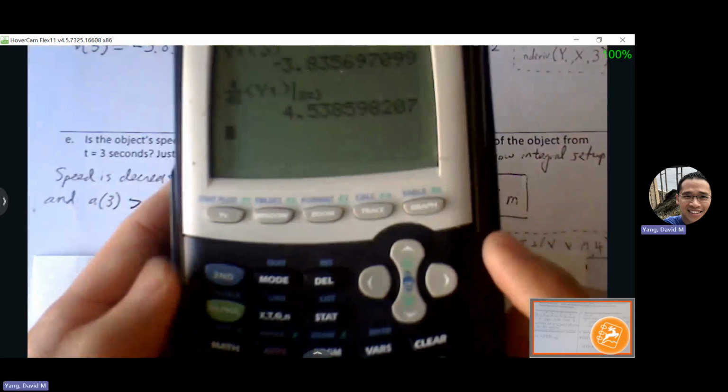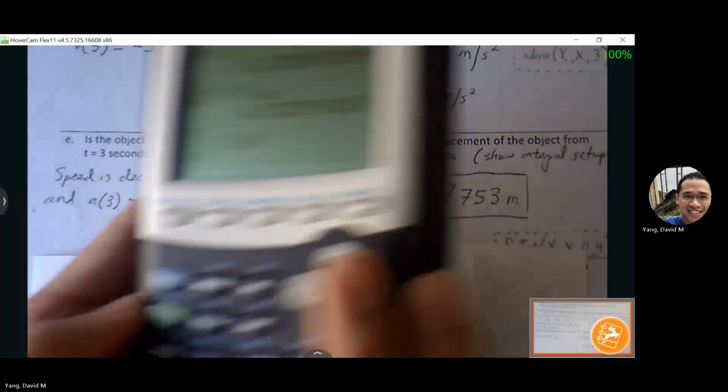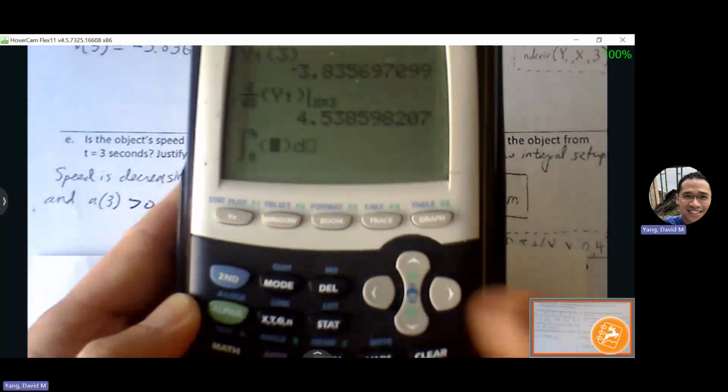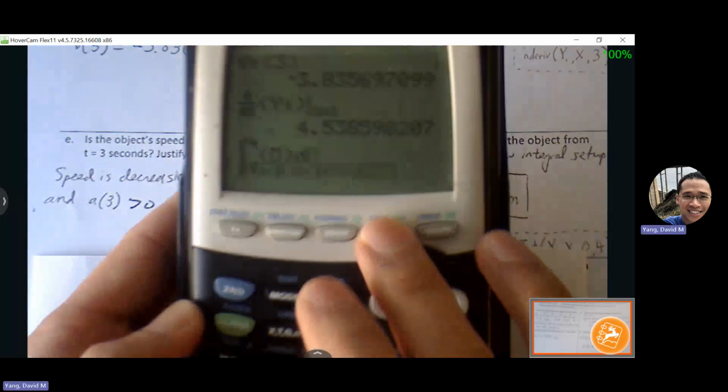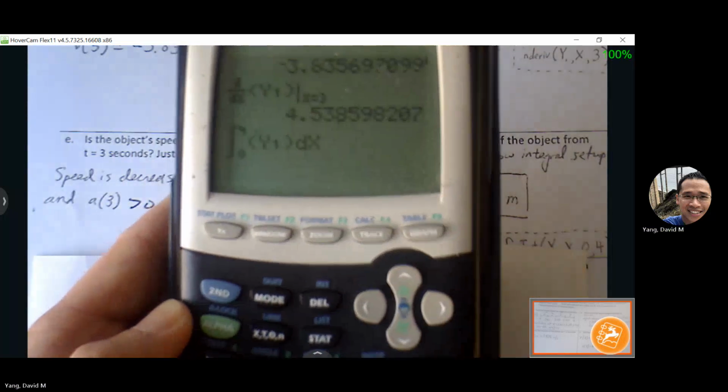Okay, we'll try part F here. So math 9, 0 to 4. Alpha trace y1 dx.